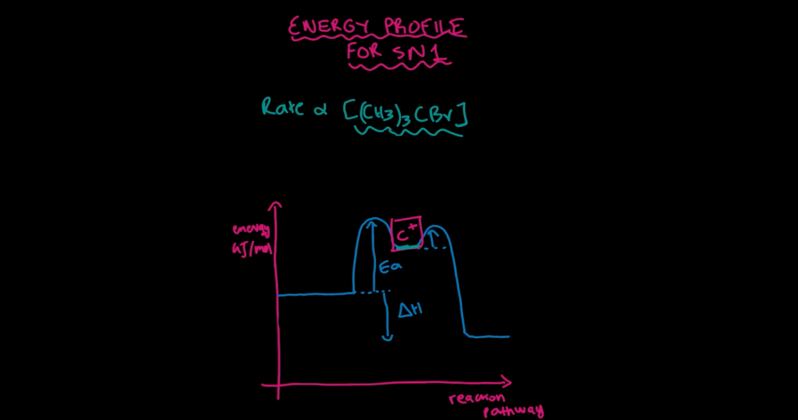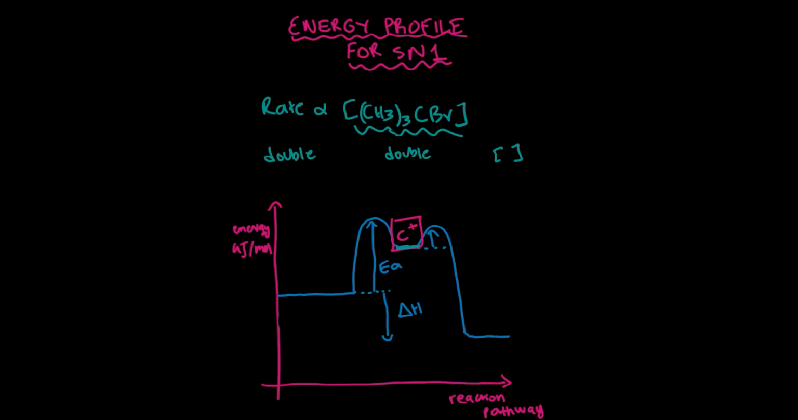Now we're going to look at the energy profile diagrams for SN1 reactions. In this case, the rate is directly proportional to the concentration of your alkyl halide. These square brackets denote your concentration. So if you double the concentration, your rate is also going to double.